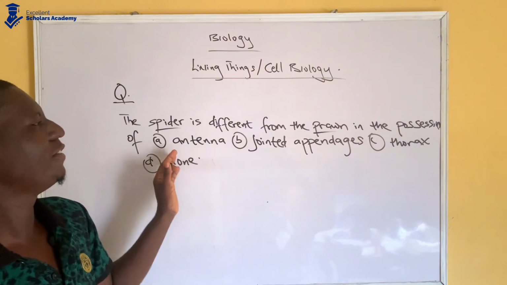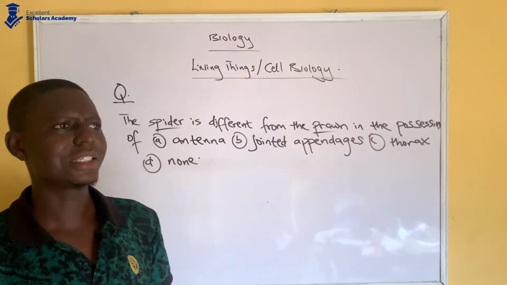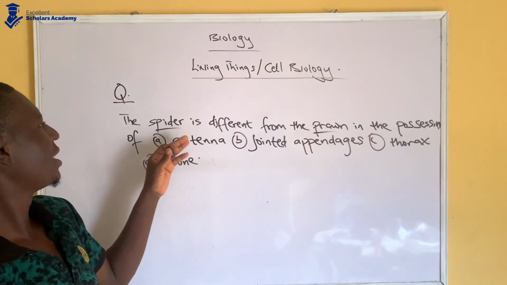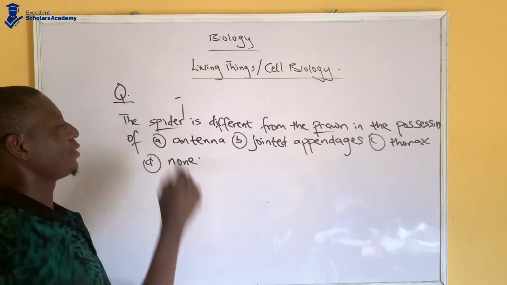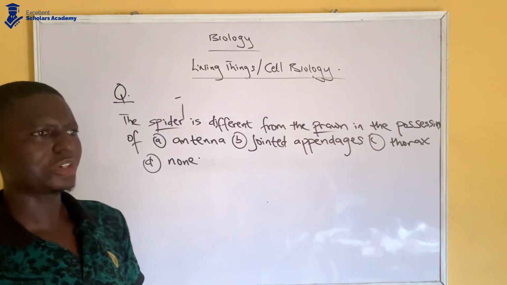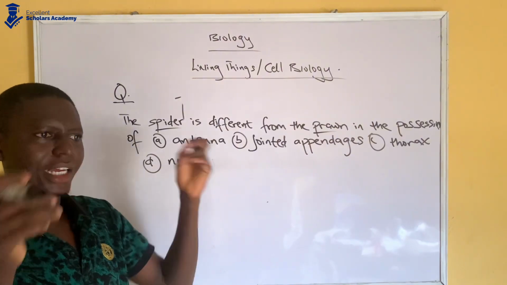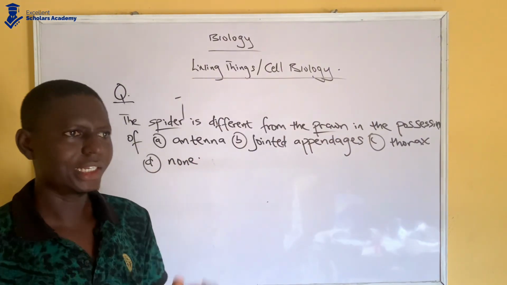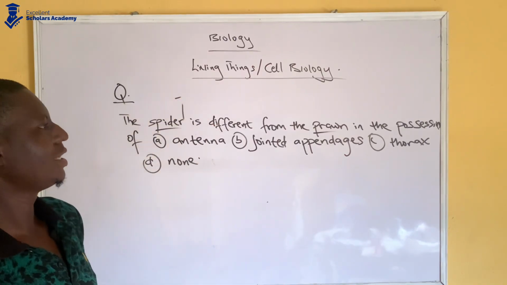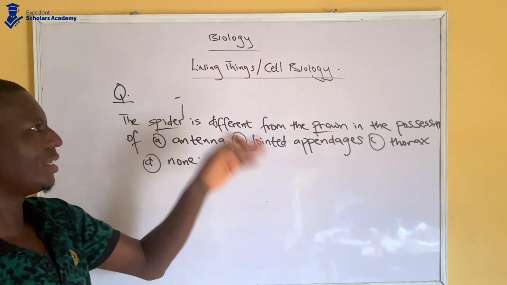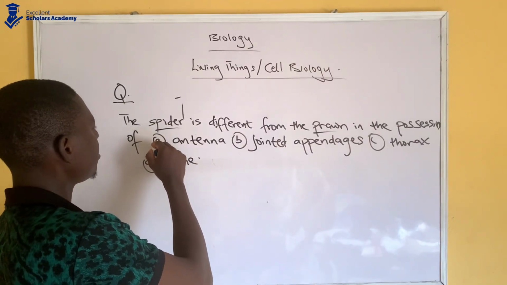Now, these features are features of an insect. Mind you, a spider is not an insect. Why? It doesn't have the features of an insect. It doesn't have antenna, compound eye, etc. So the spider is called an arachnid, belongs to class Arachnida. So the correct answer here is antenna.